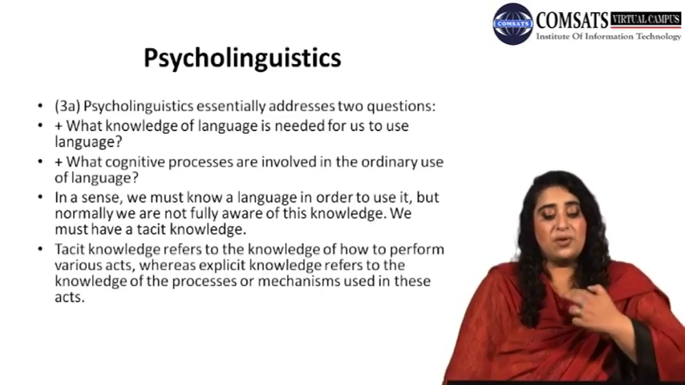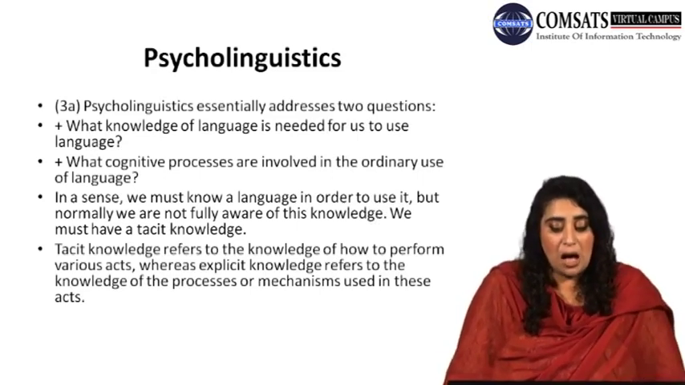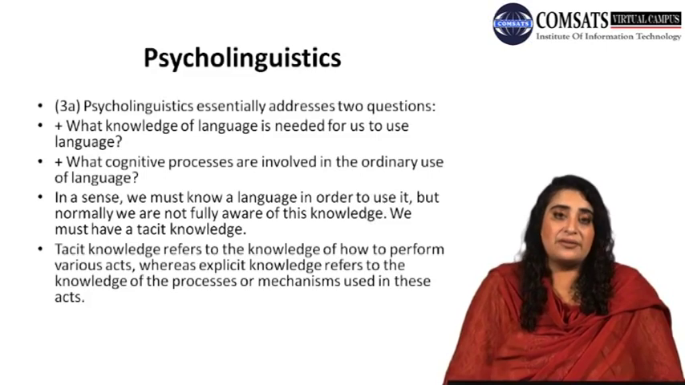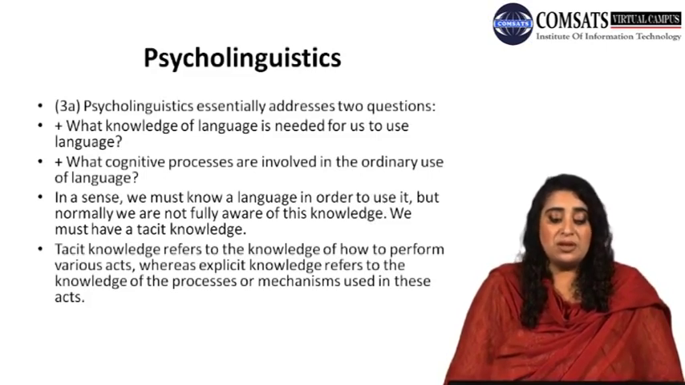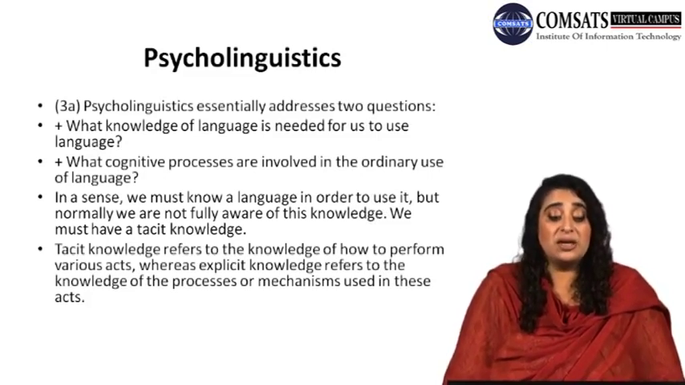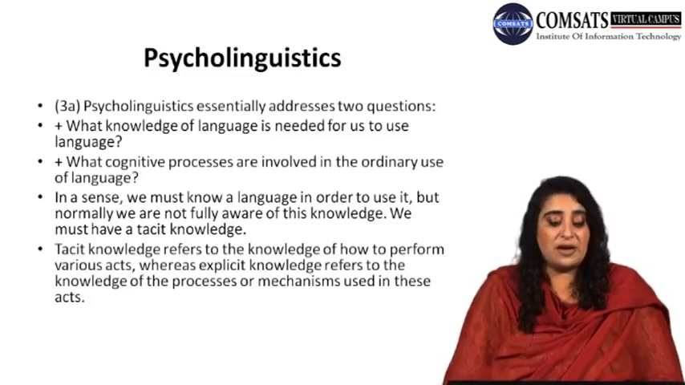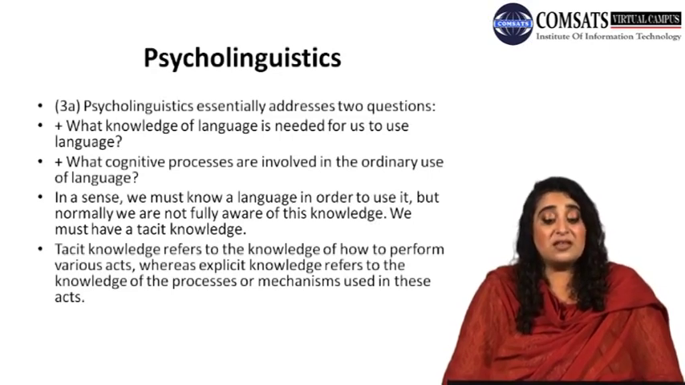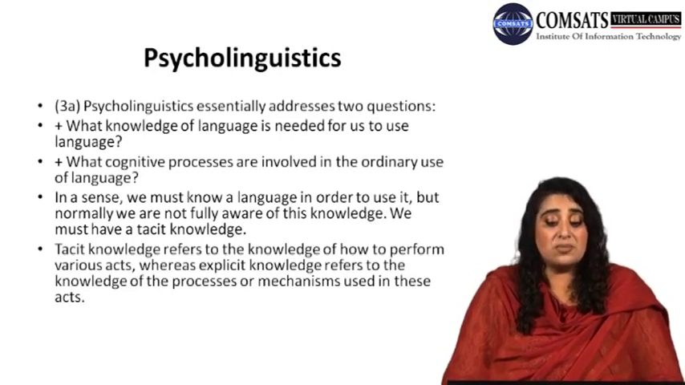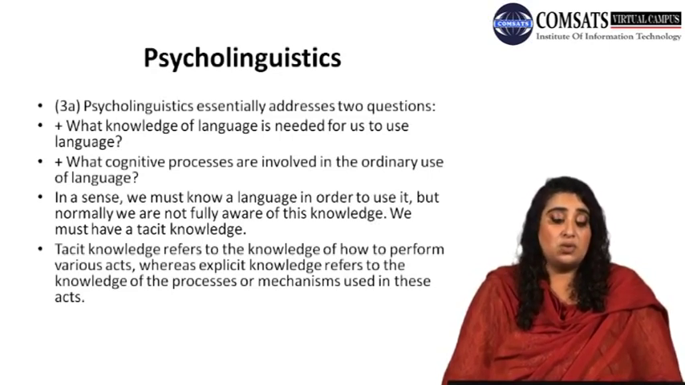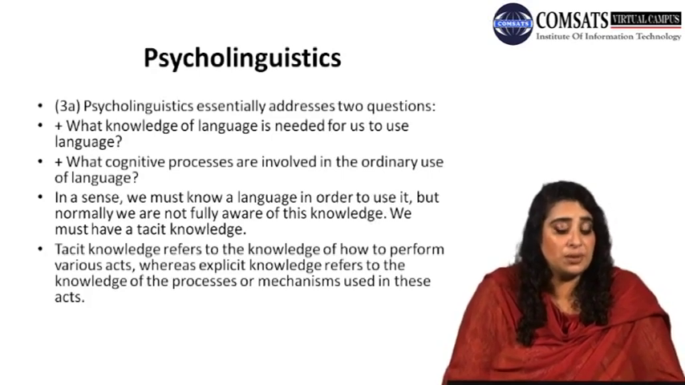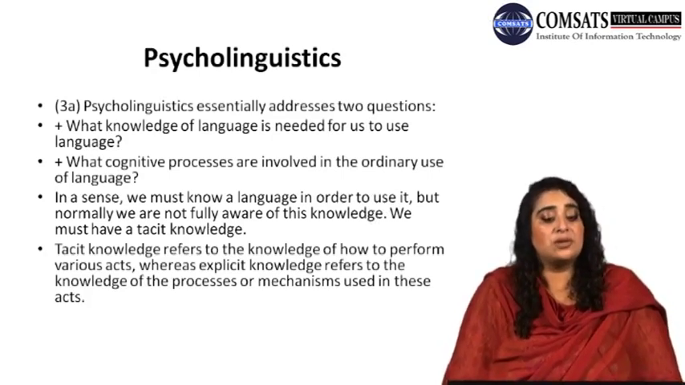Now, tacit knowledge. What is tacit knowledge? Tacit knowledge refers to the knowledge of how to perform various acts. Tacit knowledge is necessary for us, but what is tacit knowledge? It refers to the knowledge of how to perform various acts. How will we perform various acts. Whereas explicit knowledge refers to the knowledge of the processes or mechanisms used in these acts. So there are two things, tacit knowledge and explicit knowledge.